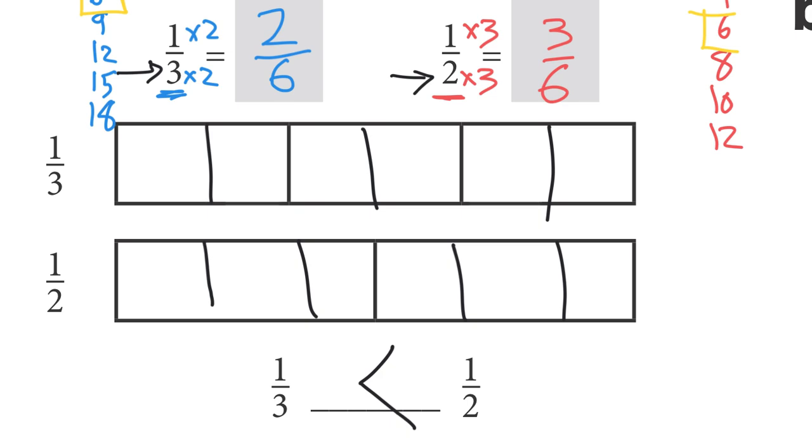But just so that we can finish it, let's see. Blue would be 2/6, and red would be 3/6. And you can see 1/2, right? 1/2, which is the same as 3/6, is bigger than the other one. Okay.